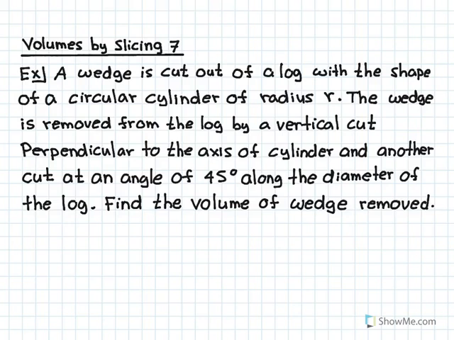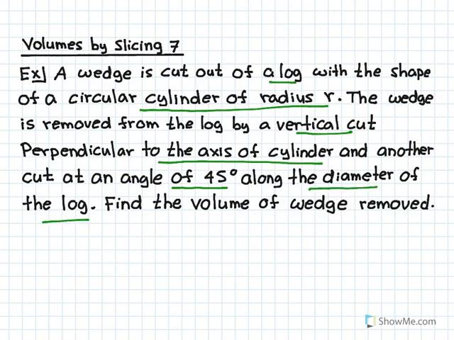In this video, we're going to look at another example of volumes by slicing. A wedge is cut out of a log with the shape of a circular cylinder of radius r. The wedge is removed from the log by a vertical cut perpendicular to the axis of the cylinder and another cut at an angle of 45 degrees along the diameter of the log. Find the volume of the wedge removed.